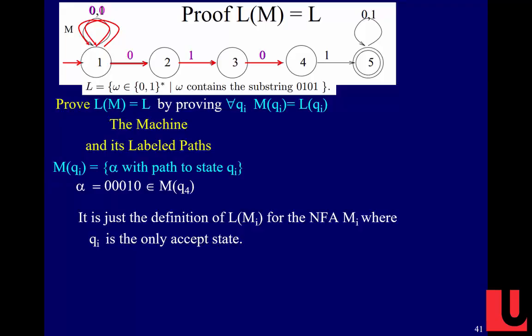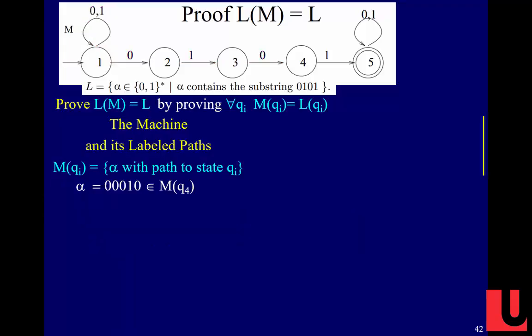And so here is an example. We just proved that 0, 0, 1, 0 has a path to state 4. Everybody buy that? Why? Because we start there, we read a 0, we read a 0, we read a 0, we read a 1, we read a 0, and we're in state 4. Everybody get that example?